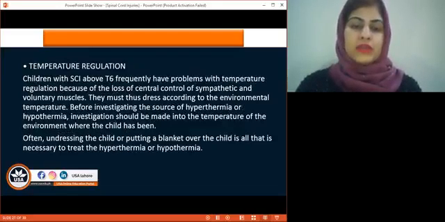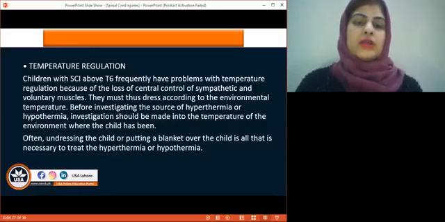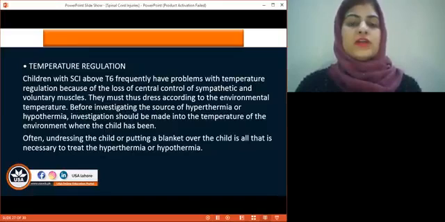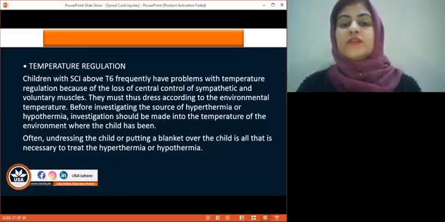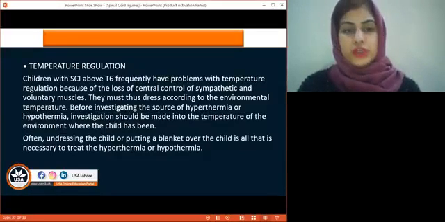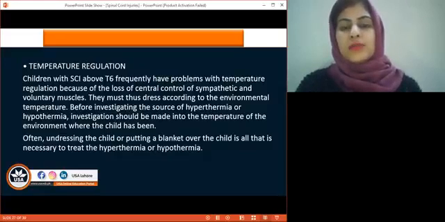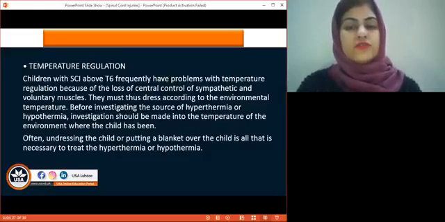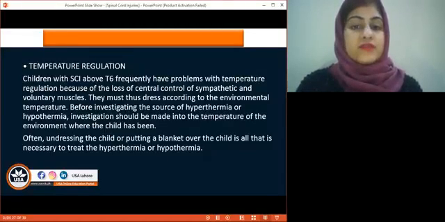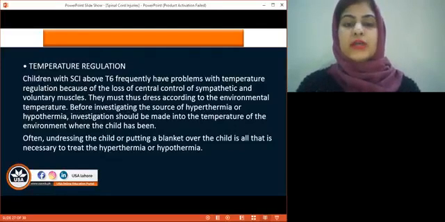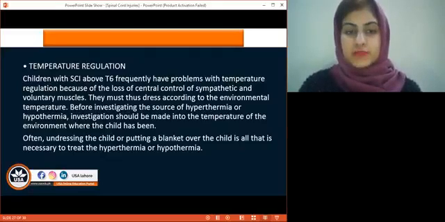Then there can be problems with temperature regulation. Children with spinal cord injury above the level of T6 frequently have problems with temperature regulation. Because they lose central control of sympathetic and voluntary muscles, they must dress according to the environmental temperature. Before investigating the source of hyperthermia or hypothermia, investigation should be made into the temperature of the environment where the child has been.